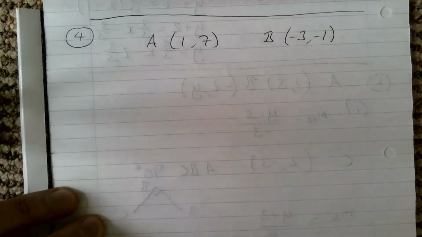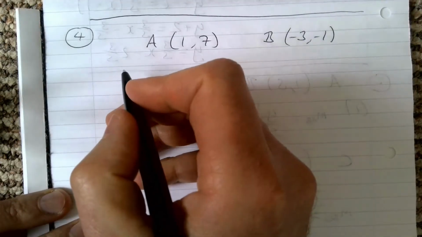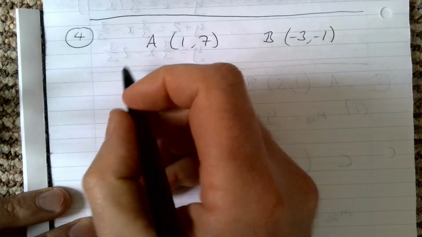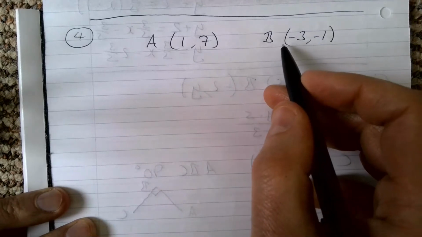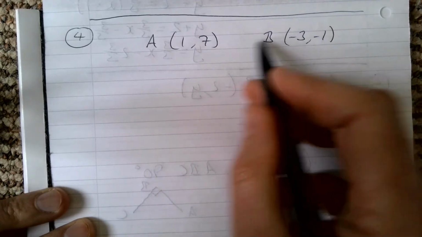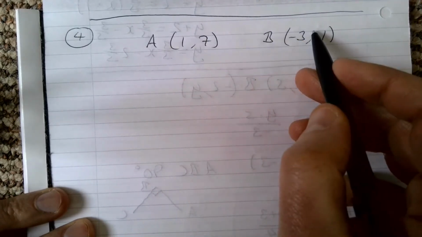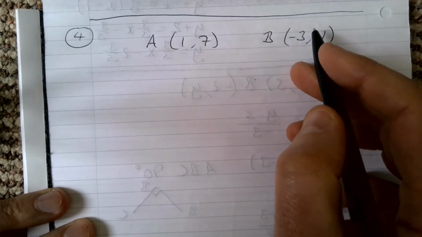Okay, this is a past paper question on coordinate geometry, number 4 on our worksheet. It says the point A and the point B are these coordinates here. Find the equation of the line which is perpendicular to AB and passes through the midpoint of AB.